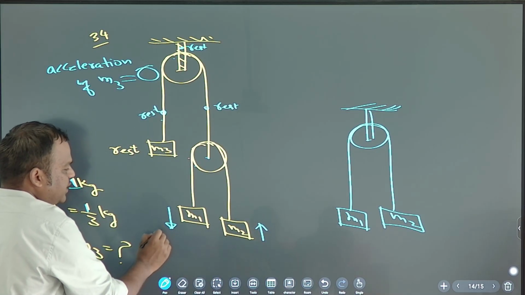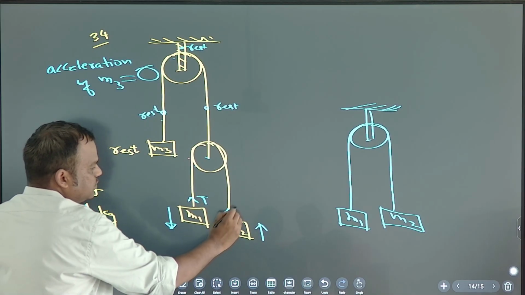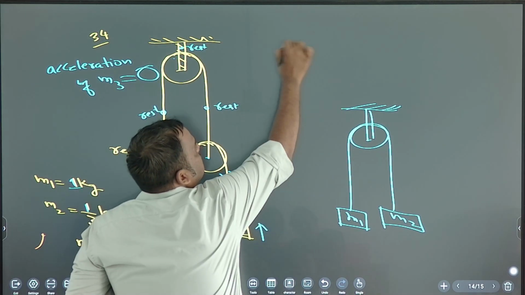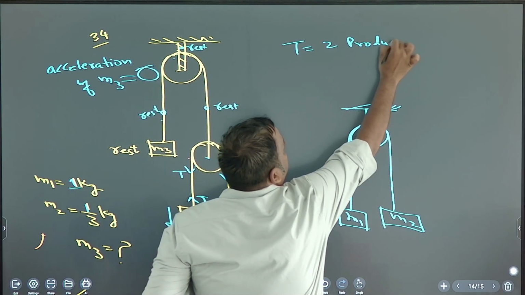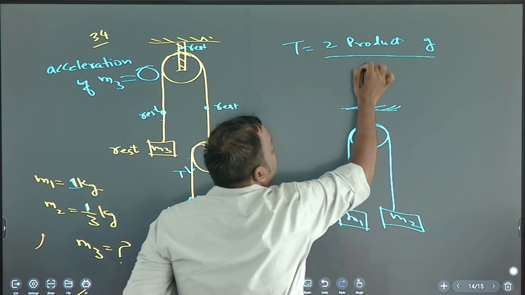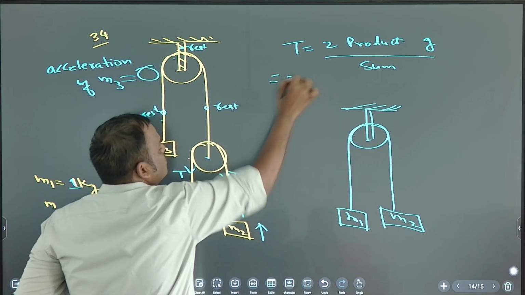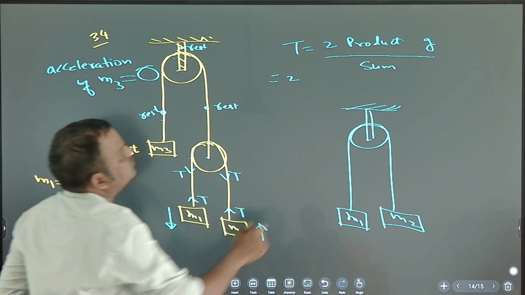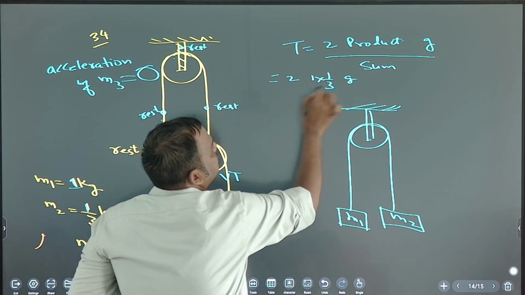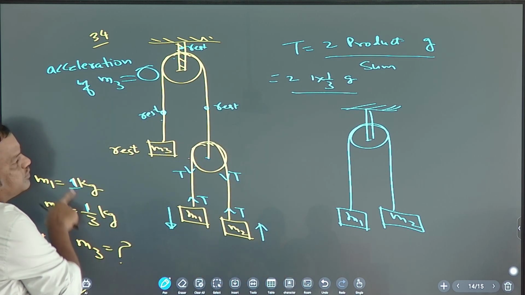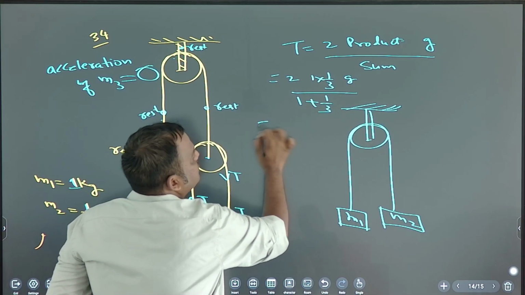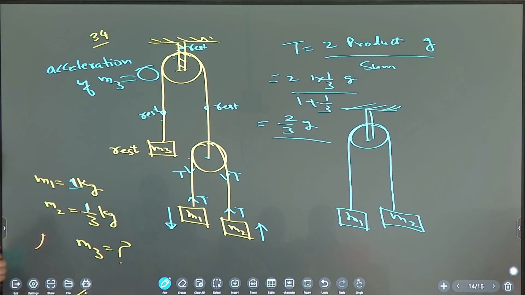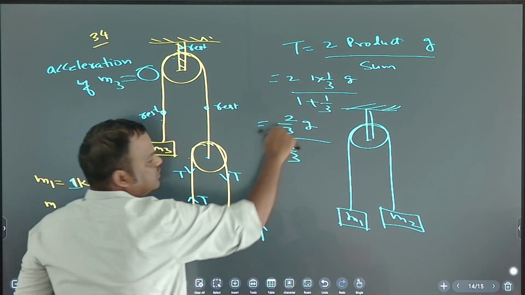Now find the tension in this string. A direct formula is there. What is the tension? 2 product G by sum. So what is the product? 1 into 1 by 3, into G, by the sum, 1 plus 1 by 3. So 2 by 3 G divided by, tell me, 1 plus 1 by 3, how much? 4 by 3. So what is the answer?